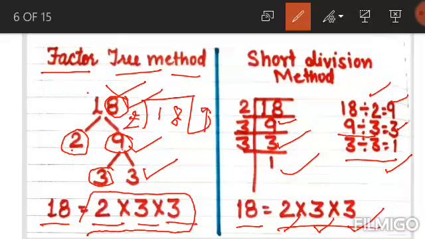In short division method, we continue this process till we get all factors that are prime numbers. And we continue to divide the quotient till the quotient is equal to 1.